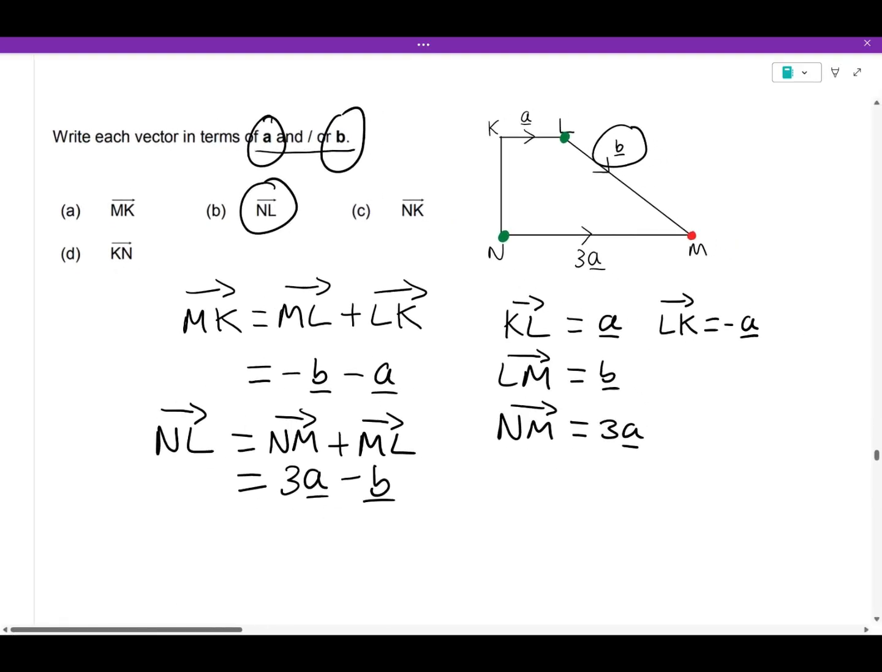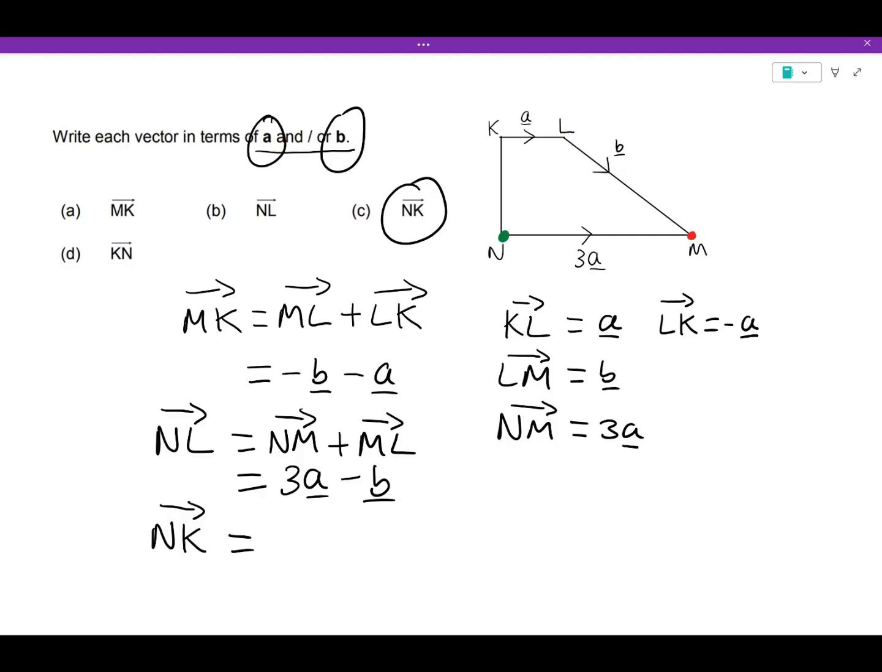Now let's have a look at N to K, which is my next question. So I'm going to write N to K. And then let's start by labeling N and K on my diagram. So we got N already labeled, and then K is going to be the point up the top here, which I'll put on in green. So we need to get all the way around from N to K. So we can't go directly from N to K. So we're going to start by going from N to M because I know the vector there.